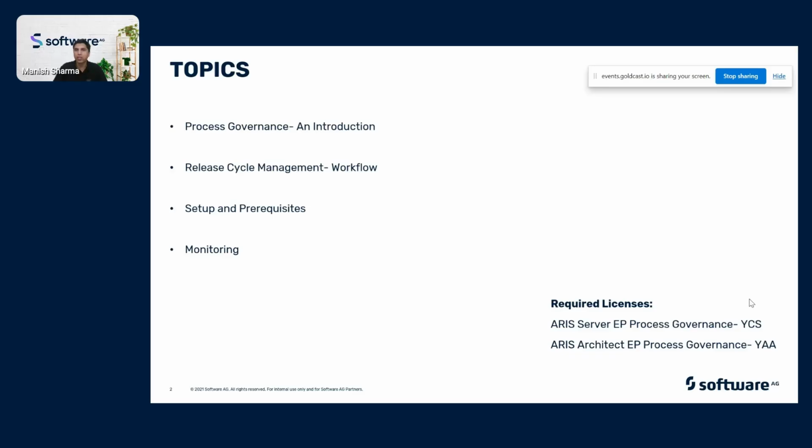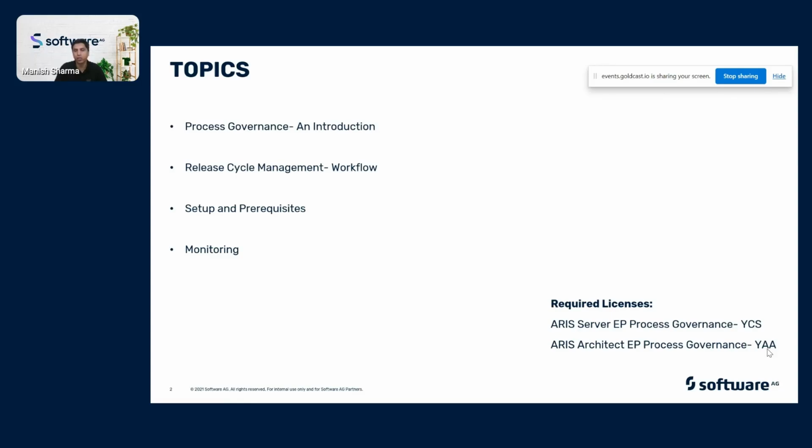However, you need to note that in order to be working with process governance as a capability within ARIS, you need to have two licenses. There's a server level license that's needed called ARIS Server Enhancement Pack Process Governance, YCS is its product code. And you need an Architect Enhancement Pack called Process Governance, YAA. So these are needed for you to be able to design and deploy processes of your liking.